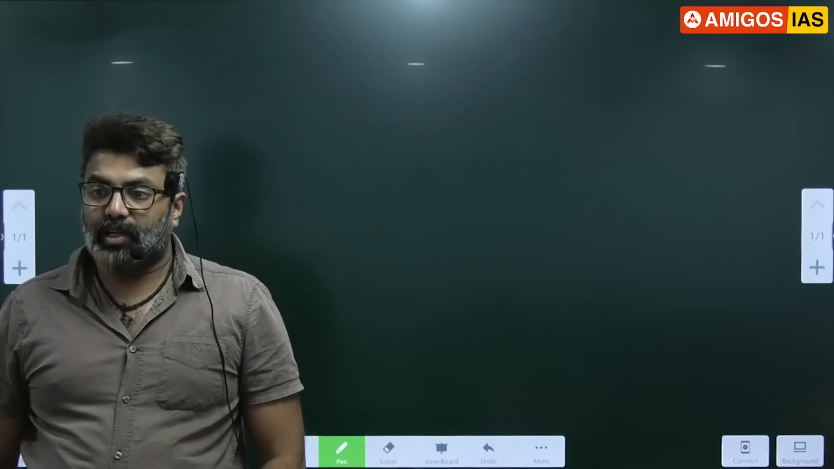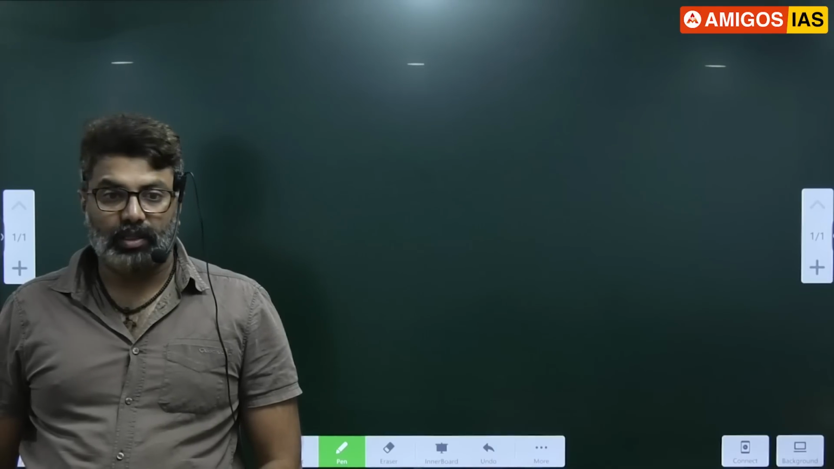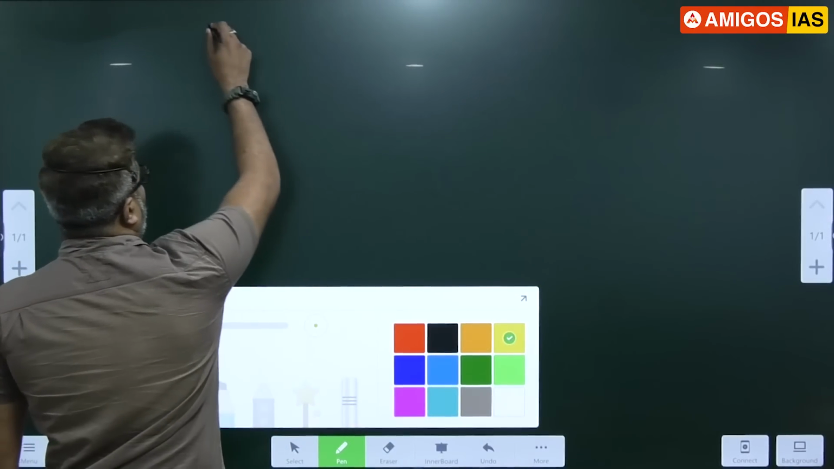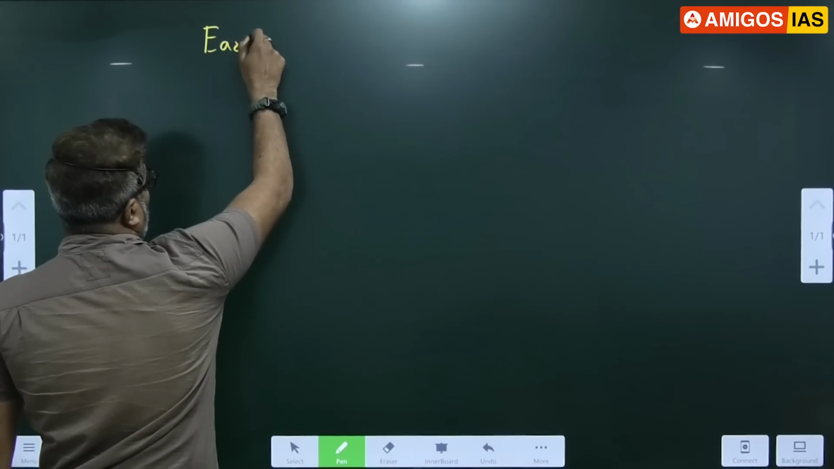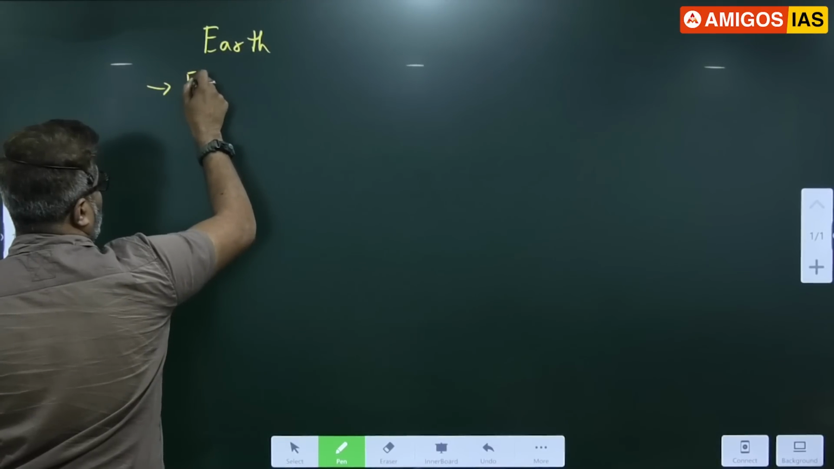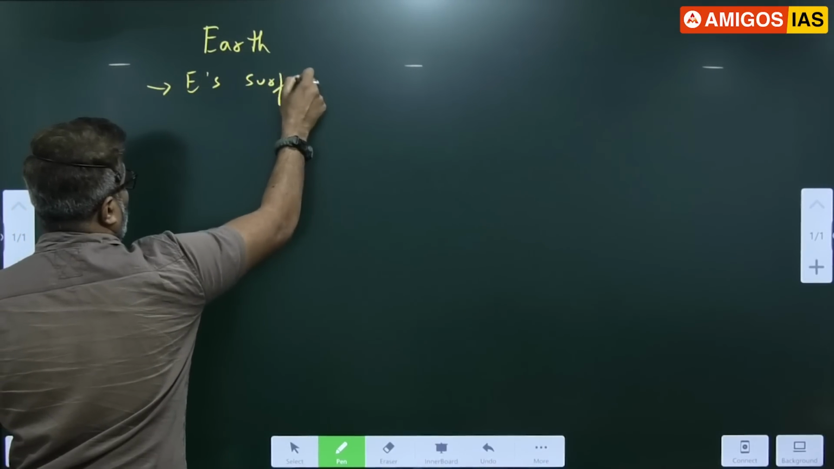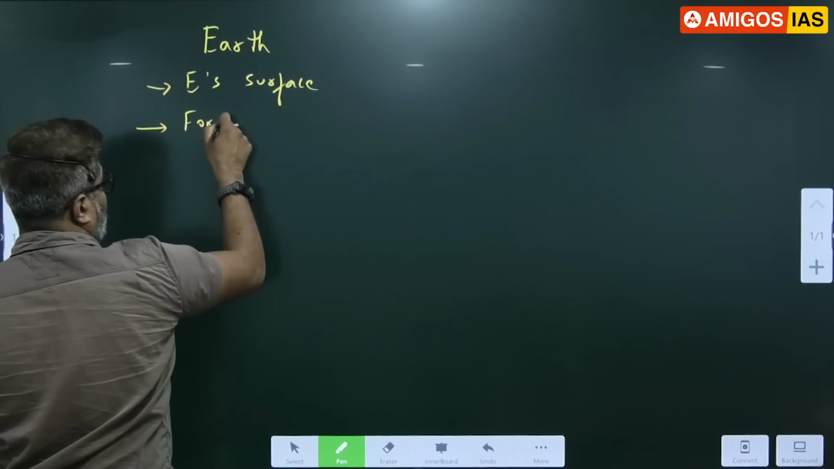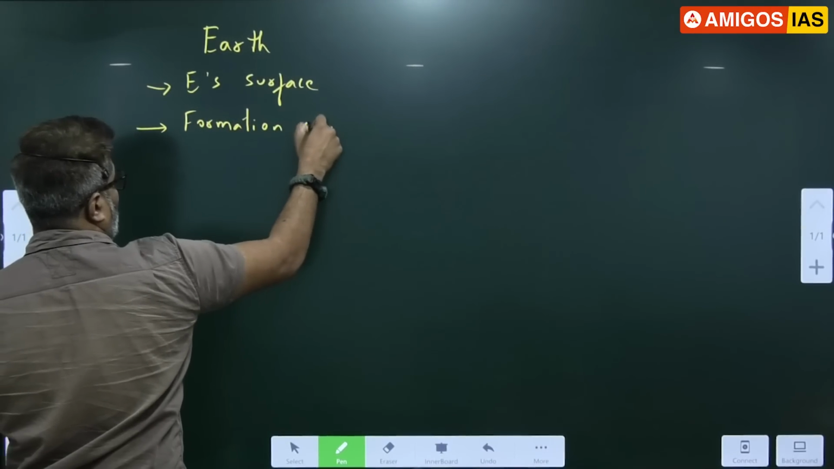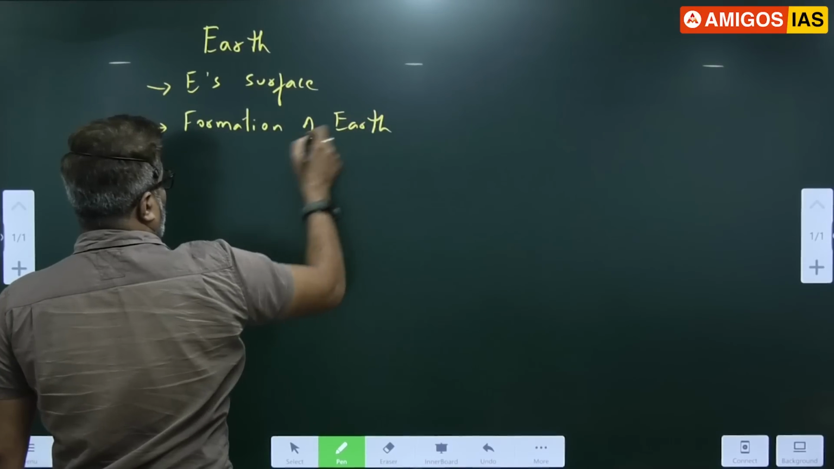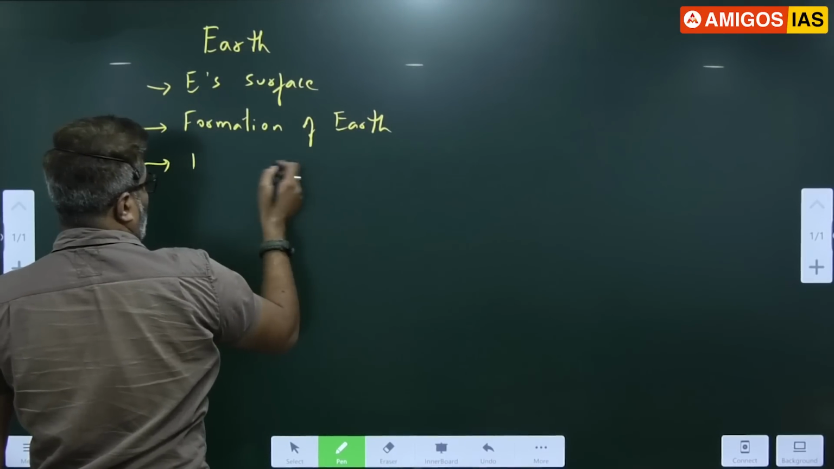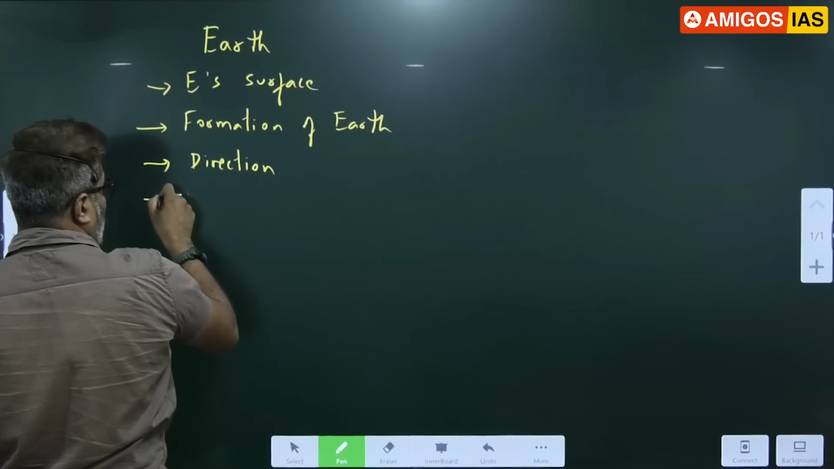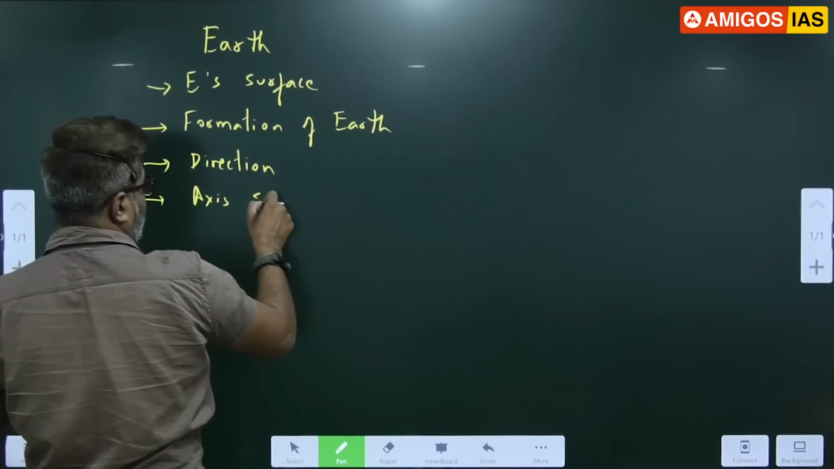Revise the map, revise the topics we have done till now. We'll start. So we have covered a lot of topics till now. We have covered Earth's surface. We have covered formation of Earth. We have discussed directions, important directions till now. North, south, east, west. Correct. Axis and equator.